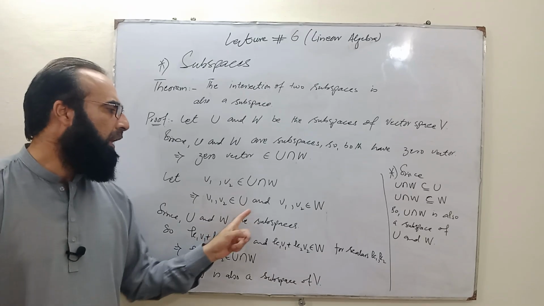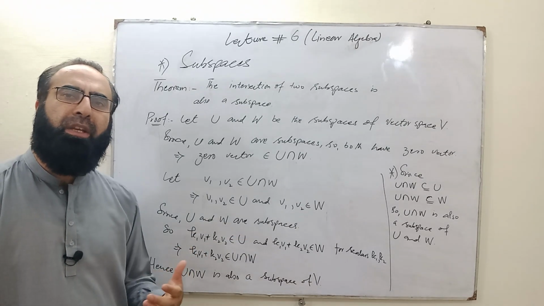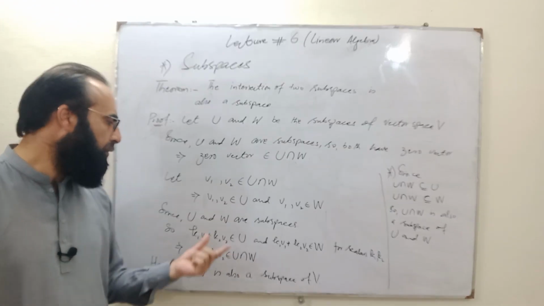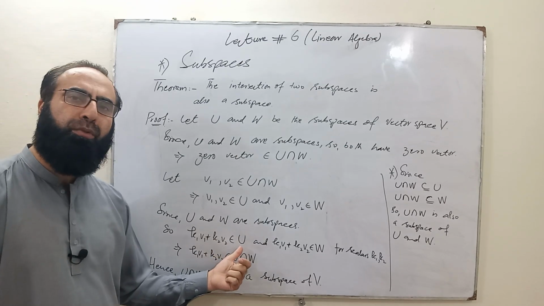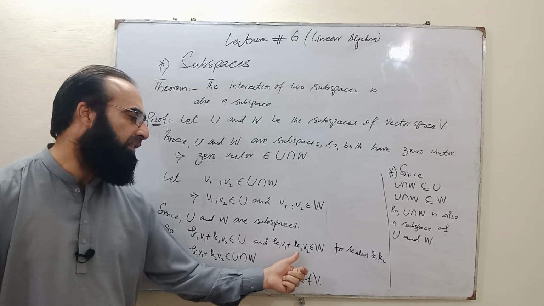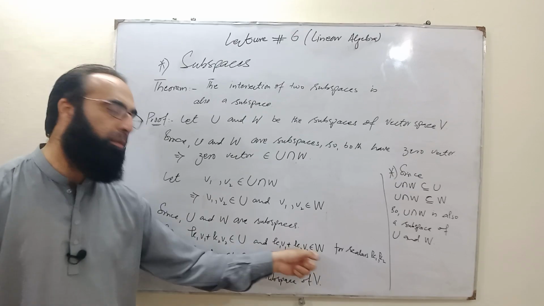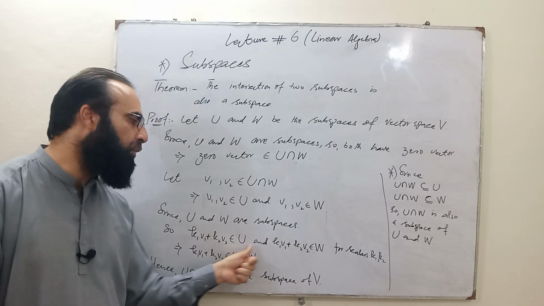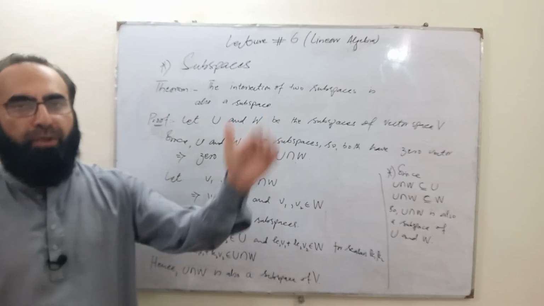Since U and W are subspaces, and we know that subspaces satisfy the closure property with respect to addition and scalar multiplication, K1 V1 plus K2 V2 will belong to subspace U, and K1 V1 plus K2 V2 will also belong to subspace W, as U and W both are subspaces.